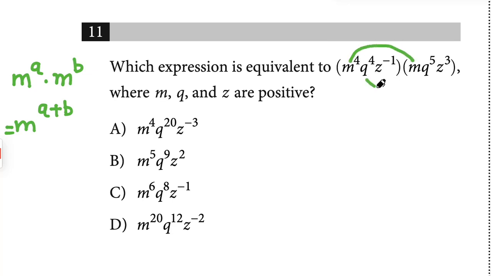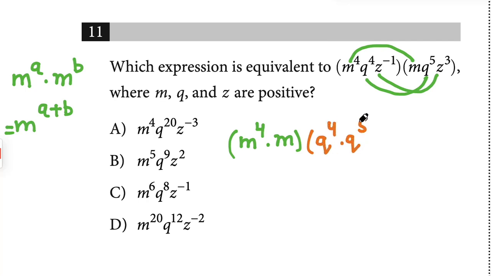Let's combine the same bases, like m with m, q with q, and z with z. So that is m to the power 4 times m. I will not change the power, I will not change the bases. I'm just changing the order of all of these, and that is q to the power 4 times q to the power 5. In the third parenthesis, it's z to the power -1 times z to the power 3. So now I have arranged with the same bases.